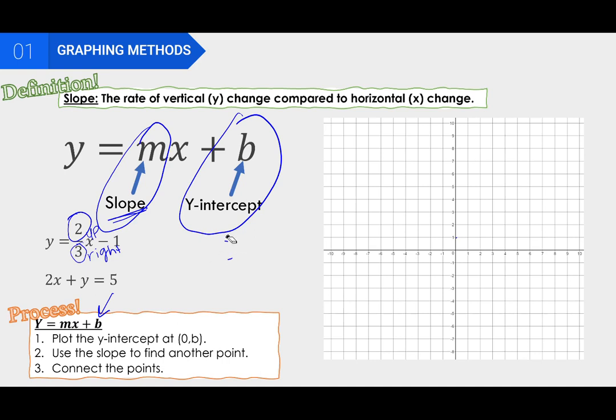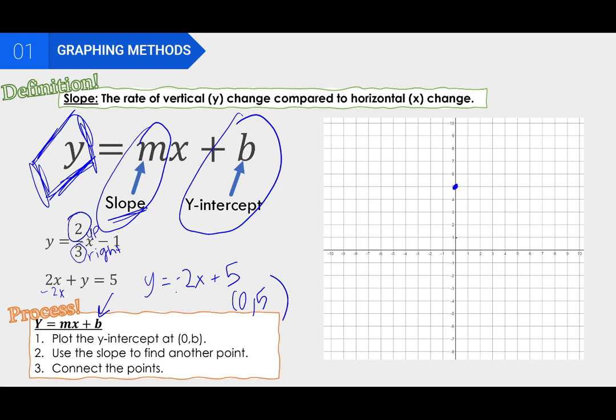Alright, sometimes with slope-intercept form, you'll have to solve for y, because remember, this is only true when y is by itself on one side. We have to get it alone. So let's do that with this problem. We're going to subtract 2x. We don't have to divide by anything because y is already by itself. So we have negative 2x plus 5. So our y-intercept is (0, 5), up 5 from 0.